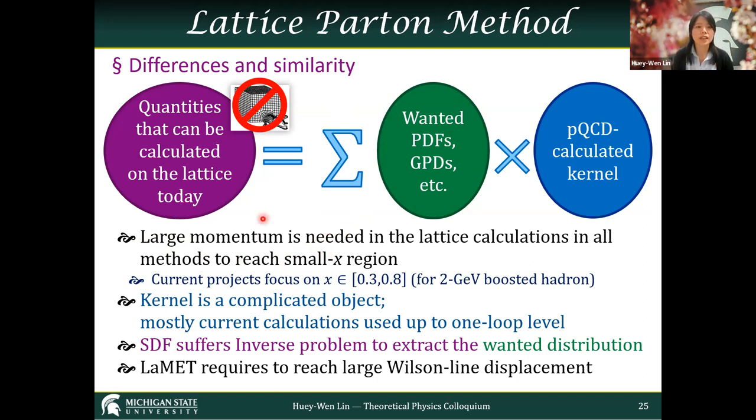So currently, I'm going to show you some of the results, but you should probably take them with a grain of salt. Roughly the intermediate x regions are still what we do, the most reliable ones, and it might depend on the quantity a little bit. This validation region might vary depending on the momentum used and the setup in general, but roughly we cannot go below x of 0.1 reliably yet. We need to get to much larger boosting momentum, and it's hard to do on the lattice. And the kernel is a complicated object. I need to update this.